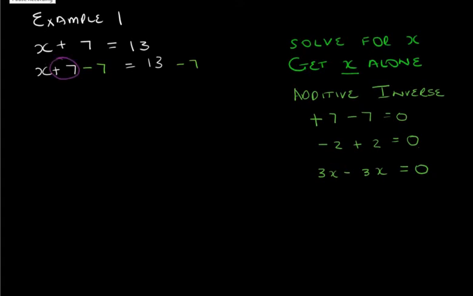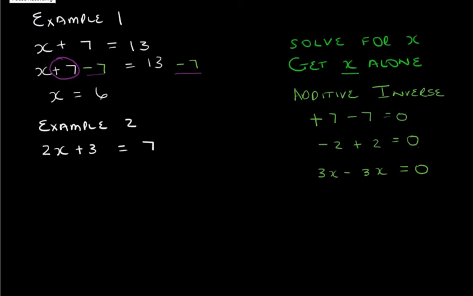So in order to get the x alone on the left-hand side, we need to subtract 7 to get rid of the positive 7. But you remember what the rule is? What you do to the left-hand side, you must do to the right-hand side. So if I'm going to subtract 7 on the left-hand side, I must also subtract 7 on the right-hand side. So x plus 7 minus 7 will leave me with x on the left-hand side, and 13 minus 7 will give me 6. So that leaves us with x is equal to 6.